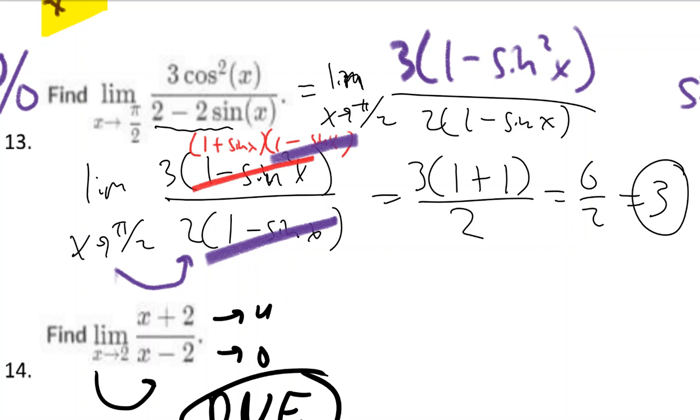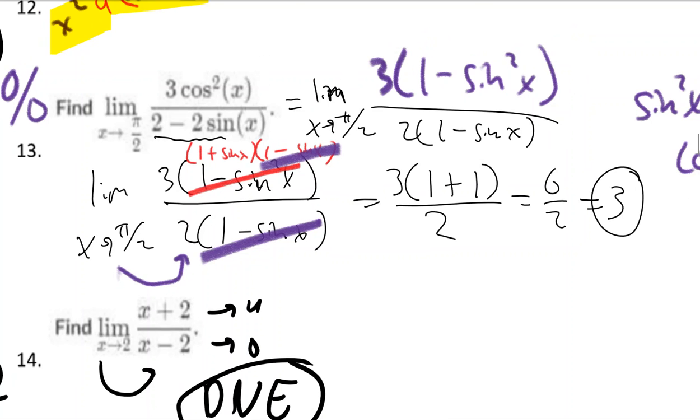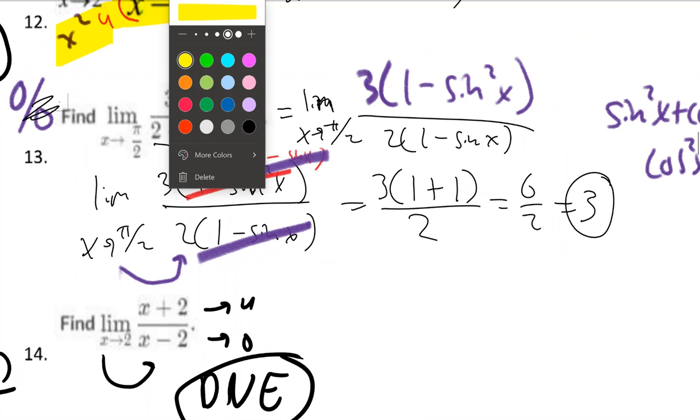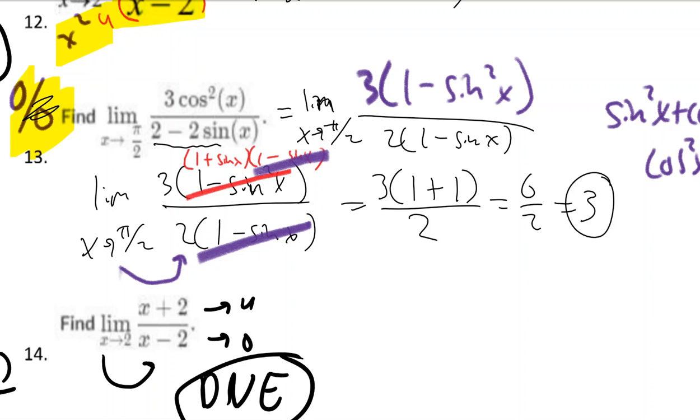So that's what I would call an indeterminate form question, because we had 0 over 0. But the main trick was using trig identities, thinking to rewrite cosine squared as 1 minus sine squared. That is just one tool to deal with indeterminate form.